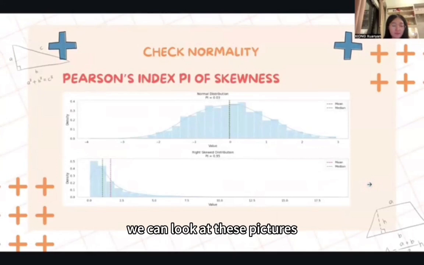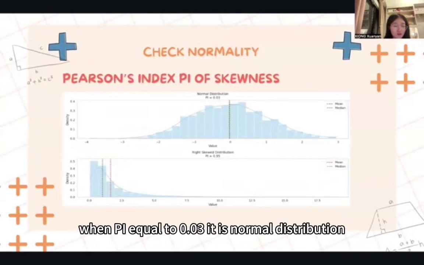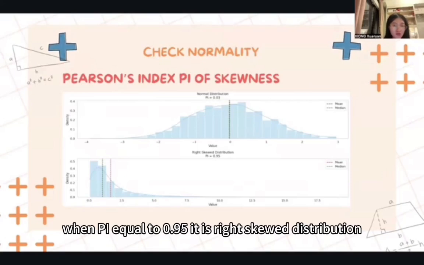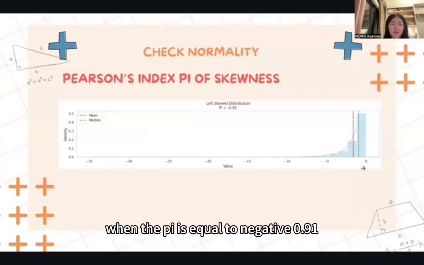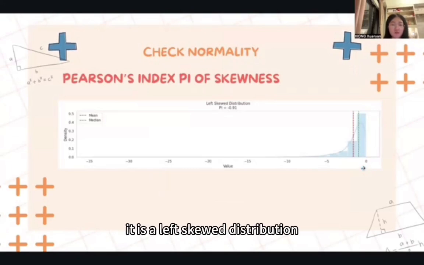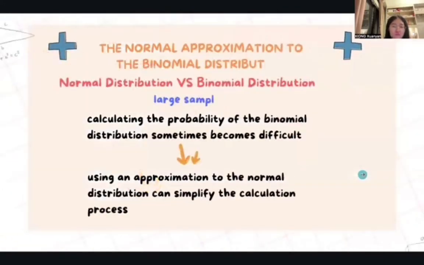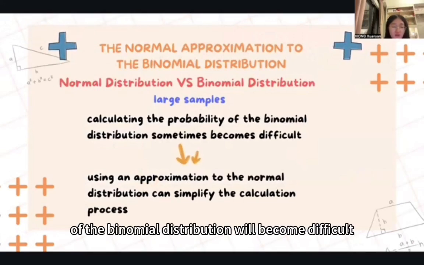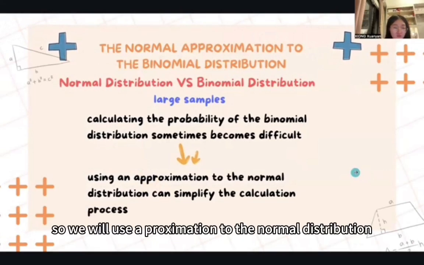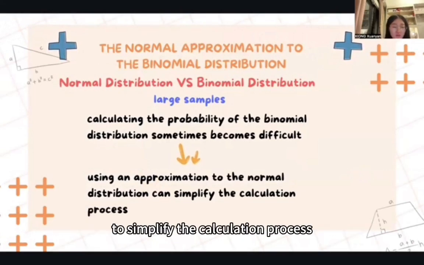We can look at these pictures. When the coefficient equals 0.03, it is a normal distribution. When it equals 0.95, it is a right-skewed distribution. When it is equal to negative 0.91, it is a left-skewed distribution. We will note that if we have a large sample, calculating the probability of the binomial distribution will become difficult. So we will use the approximation to the normal distribution to simplify the calculation process.